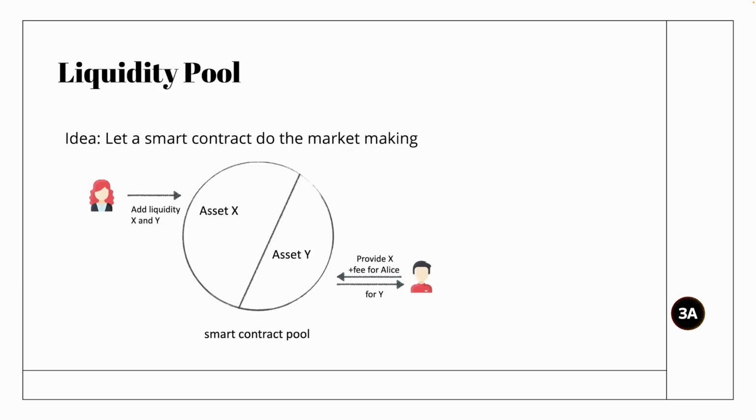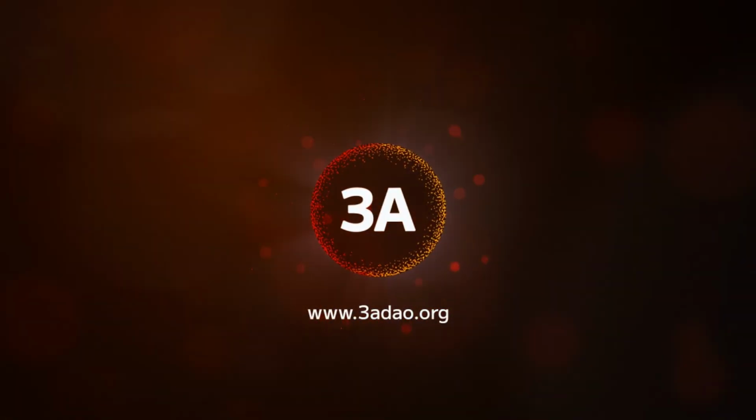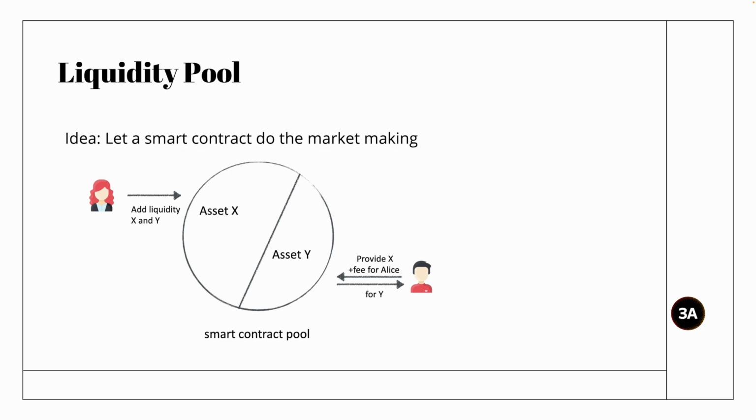In order to understand what an AMM is and what it does, we should talk first about the concept of a liquidity pool. So the idea here is to let a smart contract do the so-called market making, which is the process of serving the markets. Maybe you remember from the prior lecture, in the order book model, you have those different orders on the bid and ask side, and they have to somehow match right in the middle.